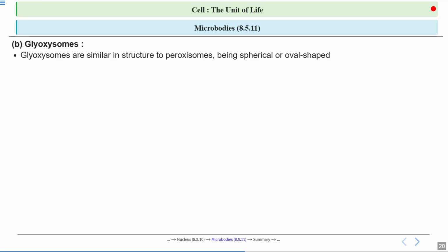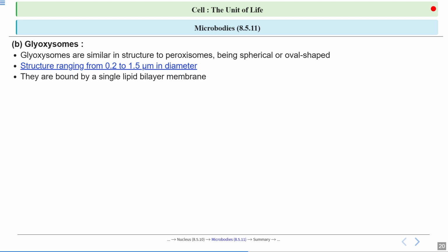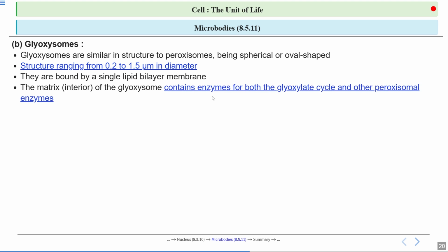Glyoxysomes are similar in structure to peroxisomes, being spherical or oval shaped. The structures range from 0.2 to 1.5 micrometer in diameter, and they are bound by a single lipid membrane. So microbodies, peroxisomes and glyoxysomes, are bound by just a single lipid bilayer membrane. Now the matrix, which is the interior of the glyoxysomes, contains enzymes for both the glyoxylate cycle and other peroxisomal enzymes. So within the glyoxysomes, the glyoxylate cycle occurs.